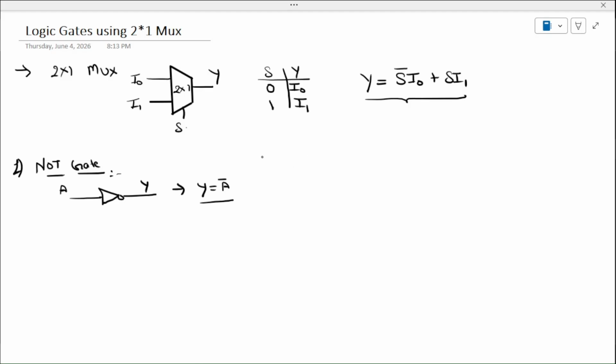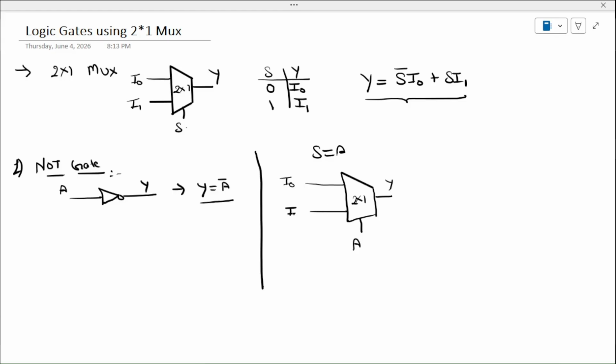So how will we do this? Firstly, we choose a variable A as a select line. That means S is equal to A. Then we will make the combinations to realize that Y equals A bar. My select line will be A, output Y, inputs I0, I1.